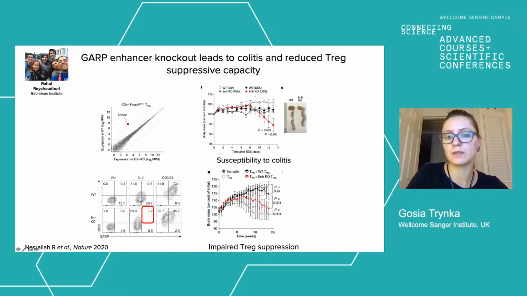Additionally, they were able to show that not only were those animals more susceptible to developing IBD, but also the TRex had an impaired suppressive capacity. In experiments where TRex were supposed to suppress the inflammation, that wasn't the case, and the animals were not recovering and were progressing onto the disease. Interestingly, this effect in in vitro studies was shown to be specific to activation of TRex. They observed that this impaired expression of GARP was manifested when TRex were activated with IL-2.